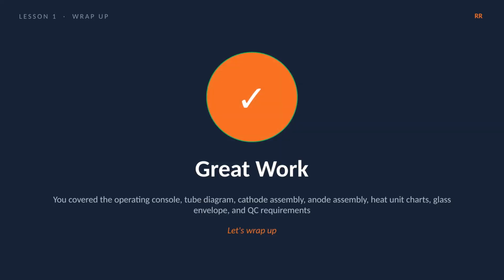You covered the operating console, the full tube cross-section diagram, cathode and anode assemblies, heat units and cooling charts, glass envelope filtration, and QC testing requirements. This is the foundation for everything in the equipment operation category. Keep drilling in the practice section.